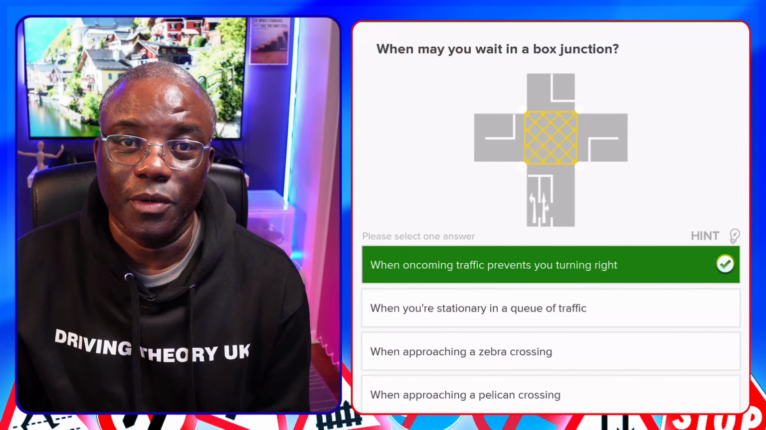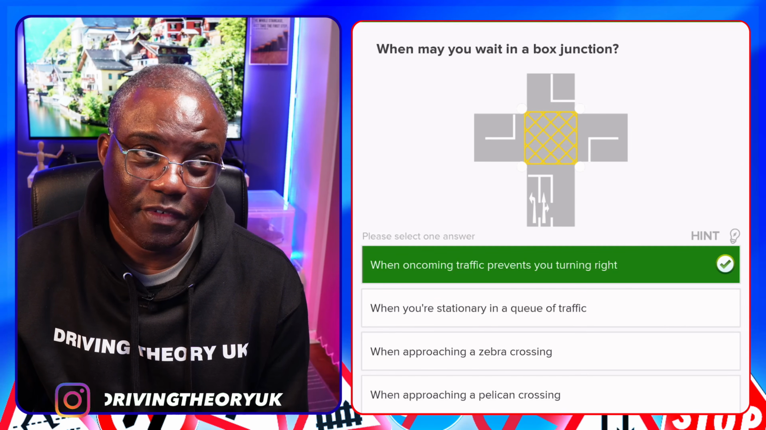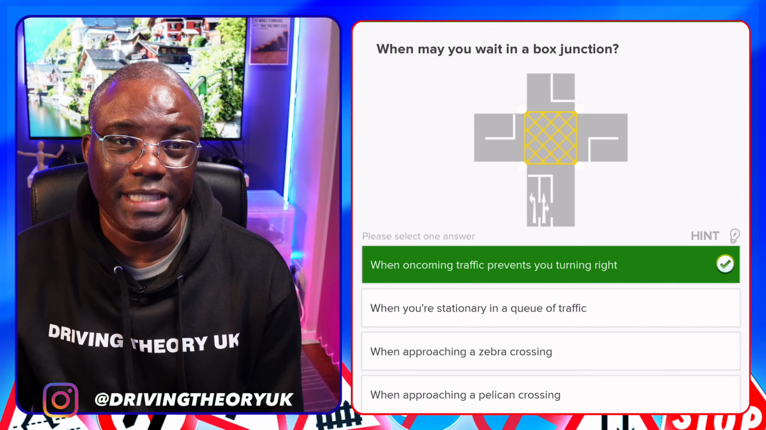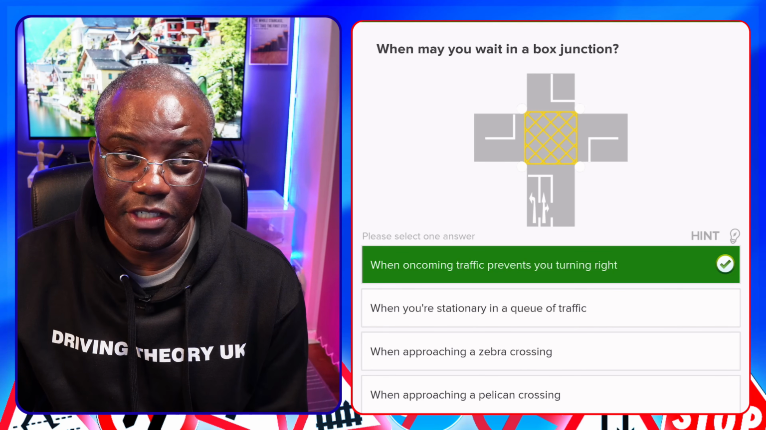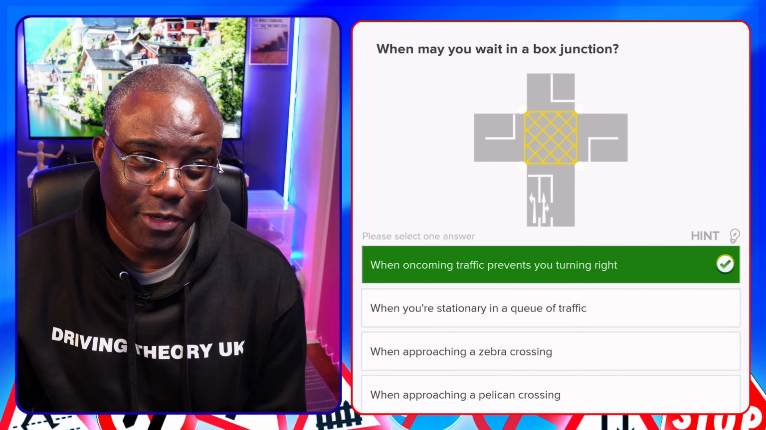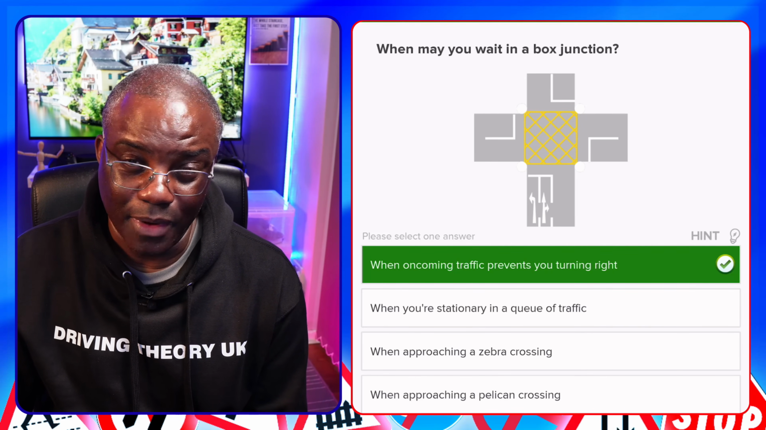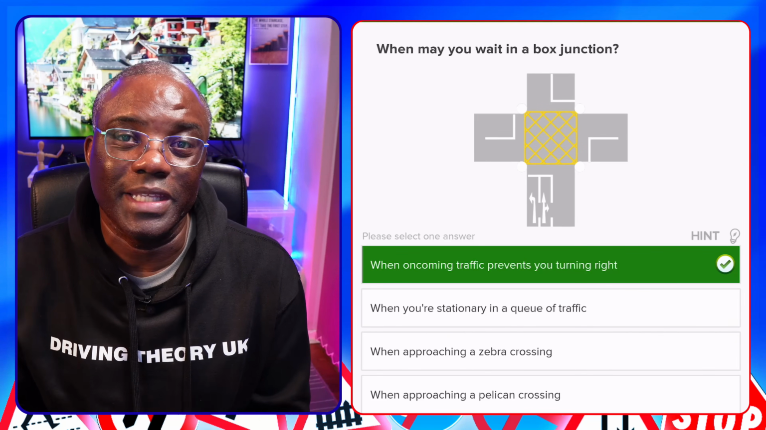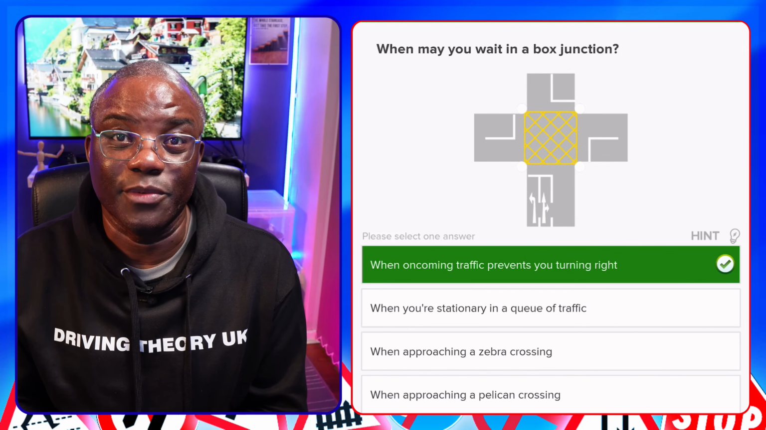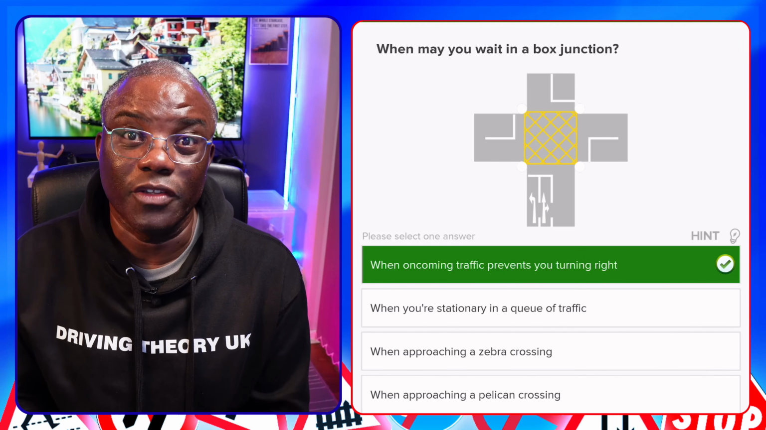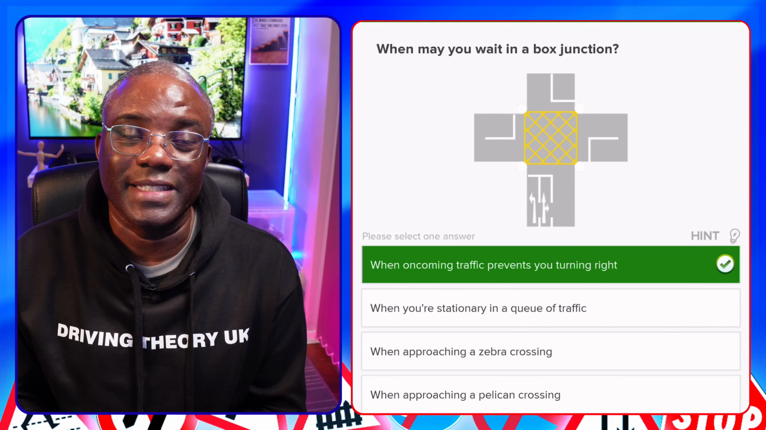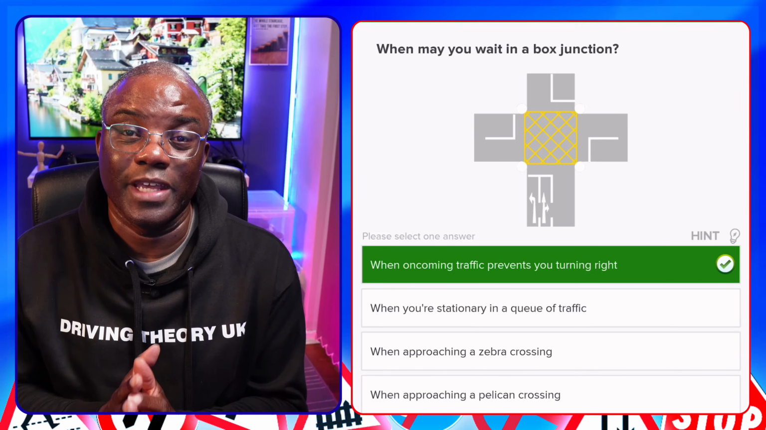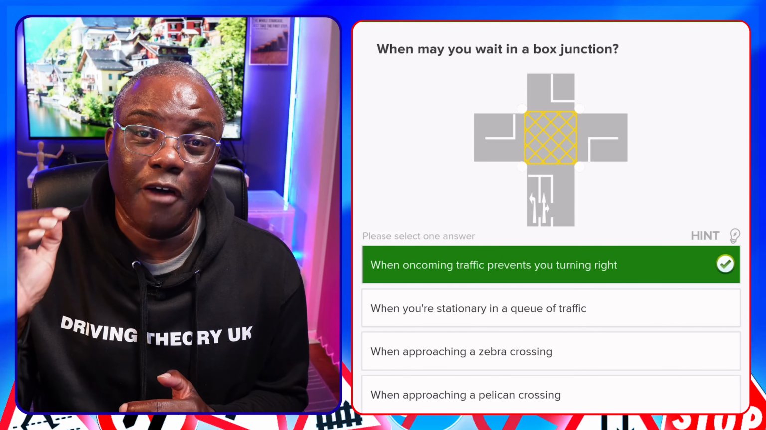And the last road marking I'm going to give you as an added bonus is your yellow junction box. So the question for this one: when may you wait in the box junction? And the answer is when oncoming traffic prevents you turning right. The full explanation is, the only time you can stop in the yellow junction box is when turning right, prevented from oncoming traffic, and your exit is clear. That's the full explanation, and they can use any part of what I just said.